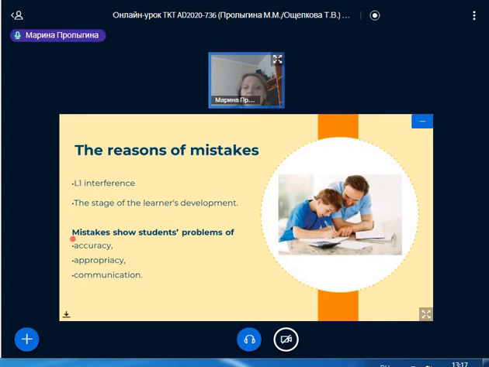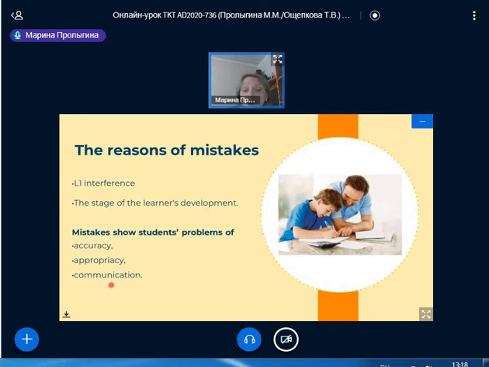And actually, mistakes also show some students' problems. Of course, they can show problems in communication, in psychology, and so on. But when we speak about teaching a foreign language, we can say that, first of all, this is a problem of accuracy, when our students are not mature enough to not make mistakes, to talk freely and accurately. Then it can also be the problem of appropriacy. So when they can use some language items, but they do not think about how appropriate this or that word can be in this or that situation.